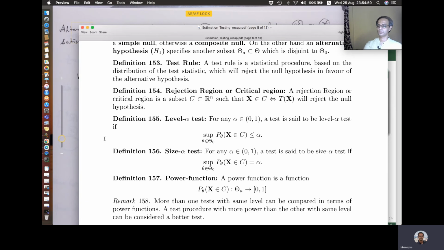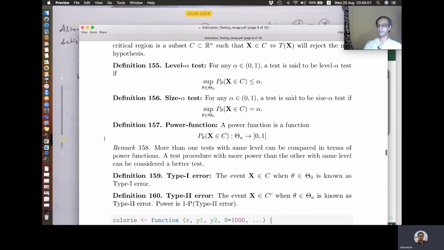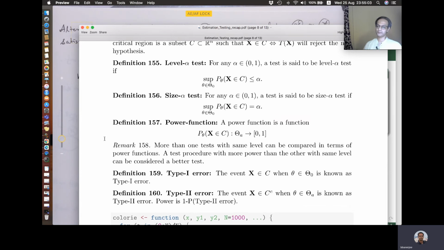So, more than one test with the same level can be compared in terms of the power function, and the test procedure with more power than another of the same level is considered to be better. That is what I was trying to say.